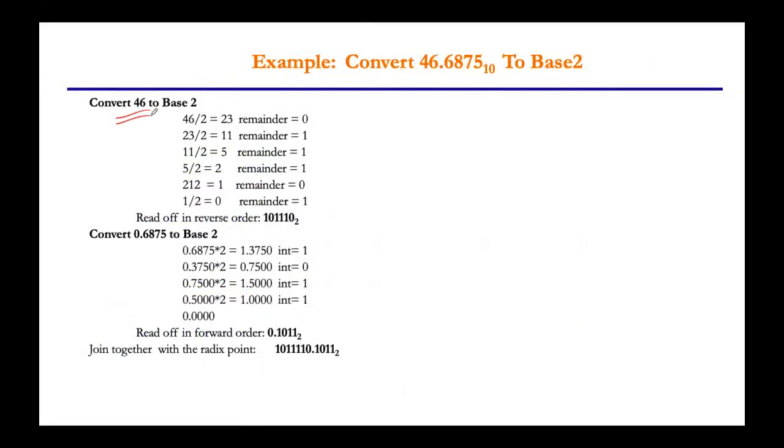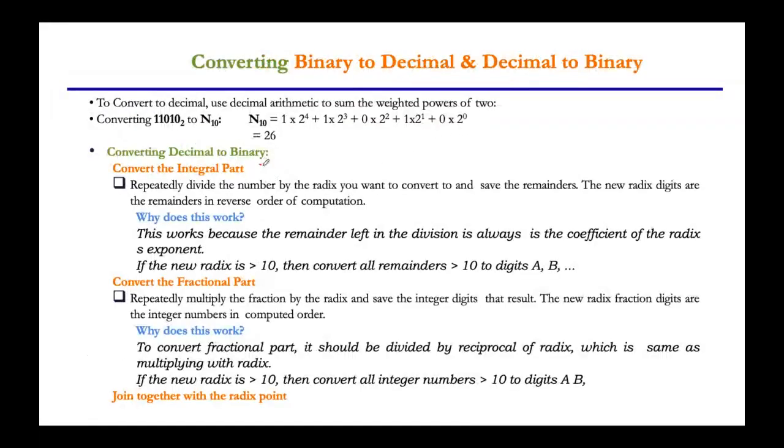Okay, so let us see the example. Suppose I have the decimal number 46.6875 base 10. If you want to convert this one, as per the first portion, we convert the integer part.